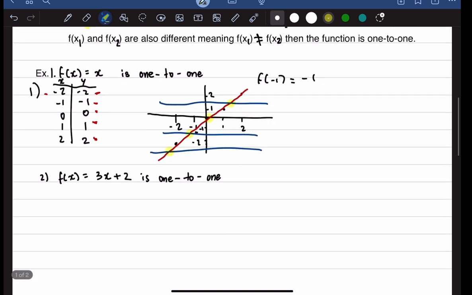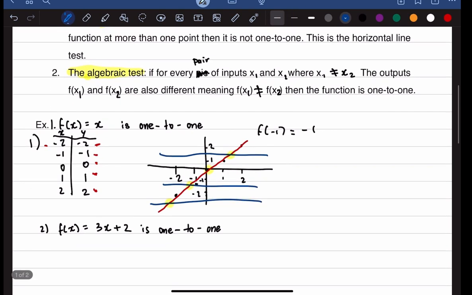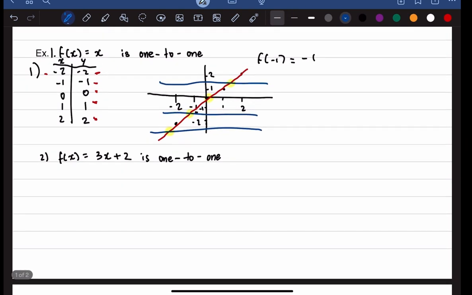Our next example is 3x + 2. Let's start off again with our algebraic test. We want to use different values. I would say always use at least two negative numbers and two positive numbers. That will really tell you whether you have the same values or not. So let's make another chart.